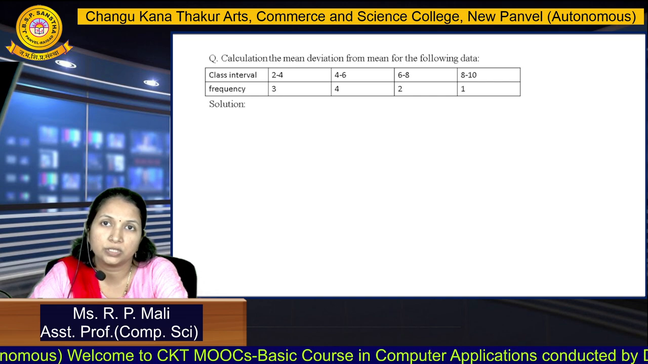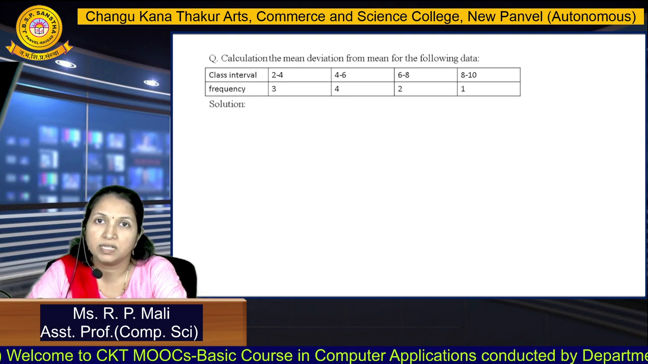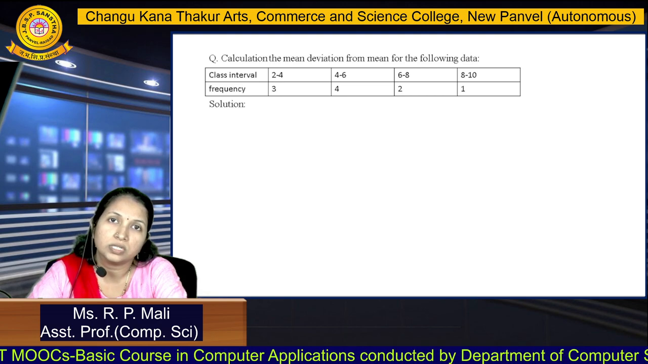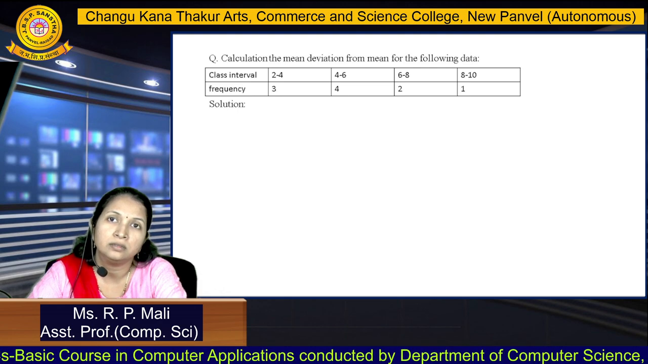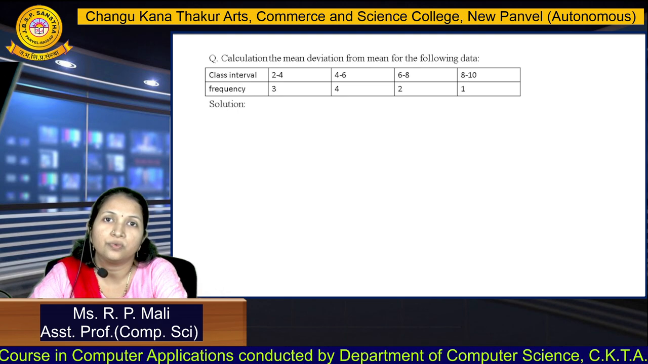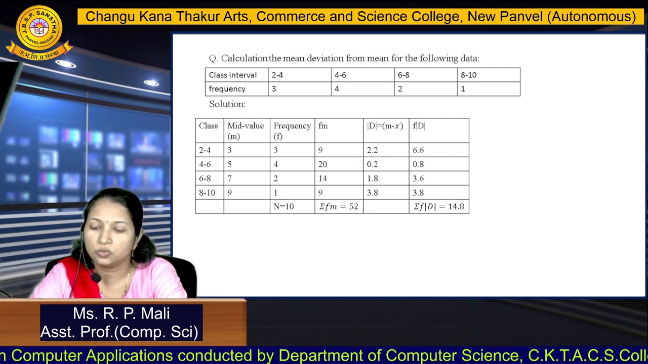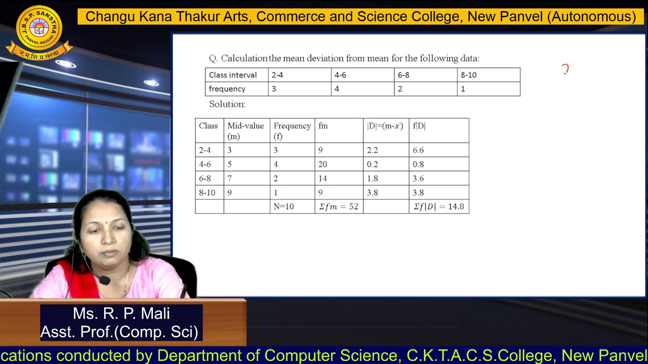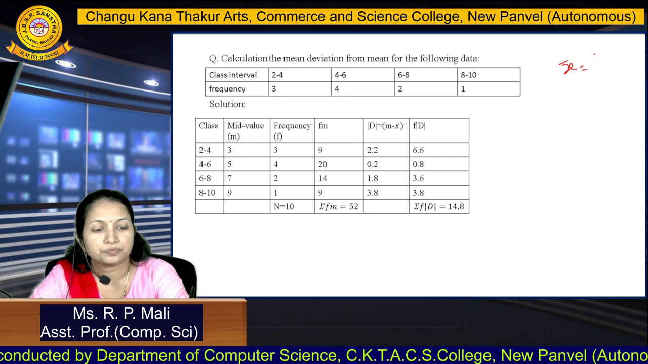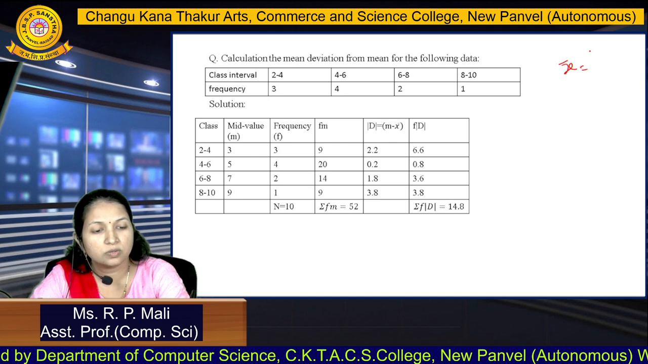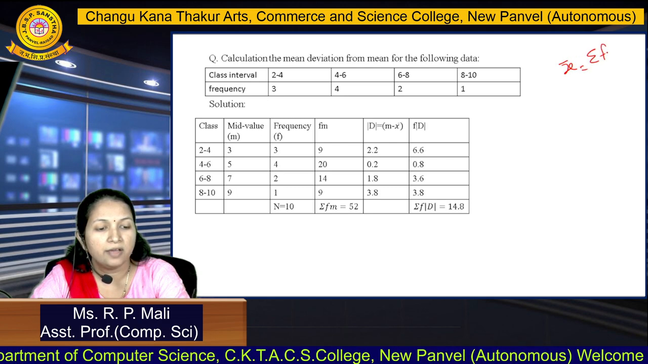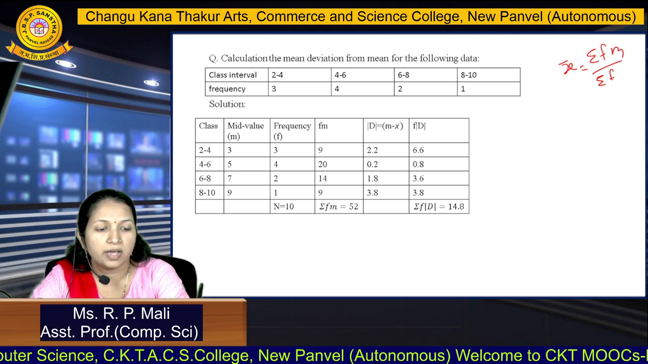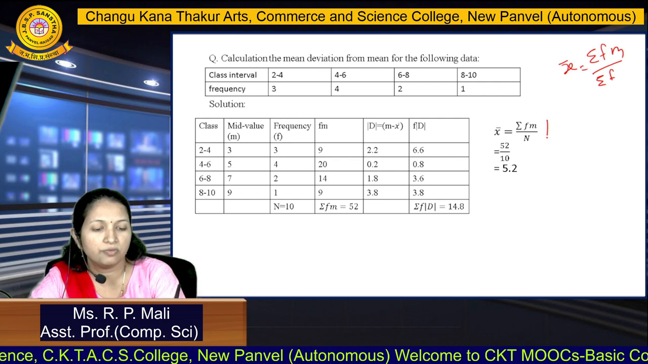Okay. So, the question is given. You have class intervals and the frequencies. Our classes are 0 to 4, 4 to 6, 6 to 8, 8 to 10. Frequencies are 3, 4, 2, 1. Okay. So, first we are going to find the mean. Okay. Now, how to find mean? The formula is what? X bar is equal to summation f into m divided by summation of f. Okay. So, this is your formula for mean.